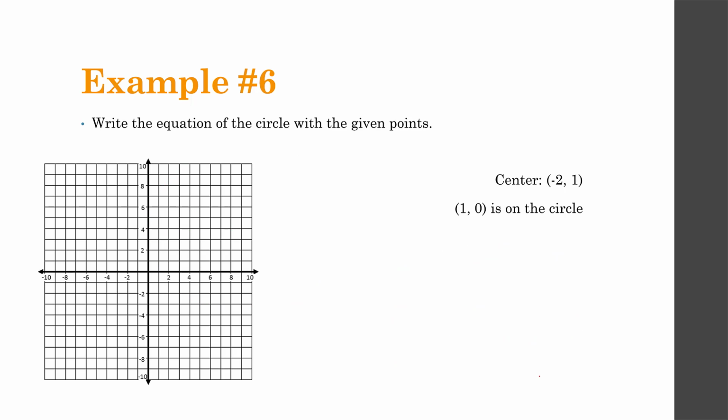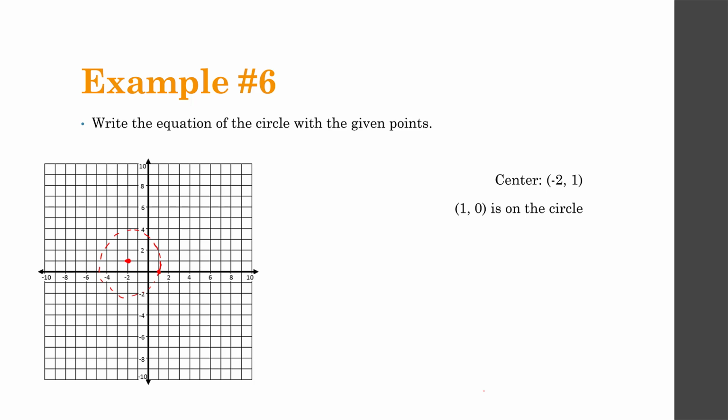Okay, here's another problem. The center is at (-2, 1). So I'm going to plot that point, and it tells me that (1, 0) is on the circle. And I'm going to plot this point. I'm going to sketch this circle out so I know what is happening in the problem to help visualize. So I can now see the circle, I can see the side of my circle.